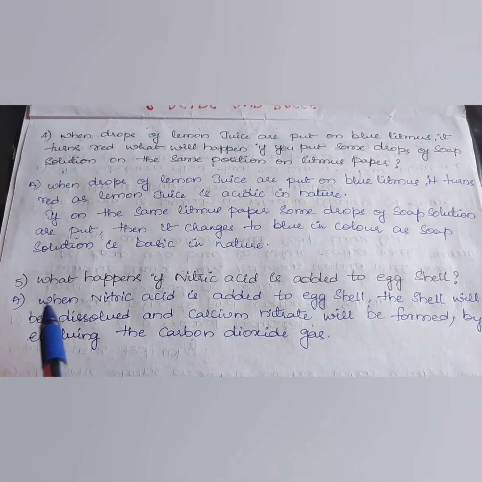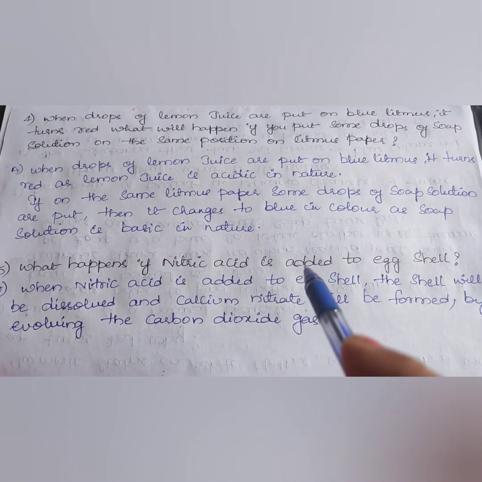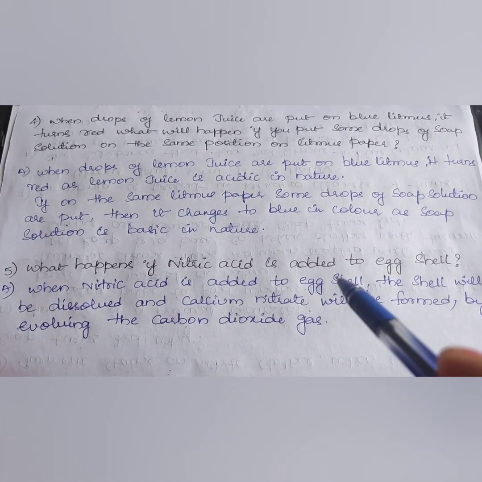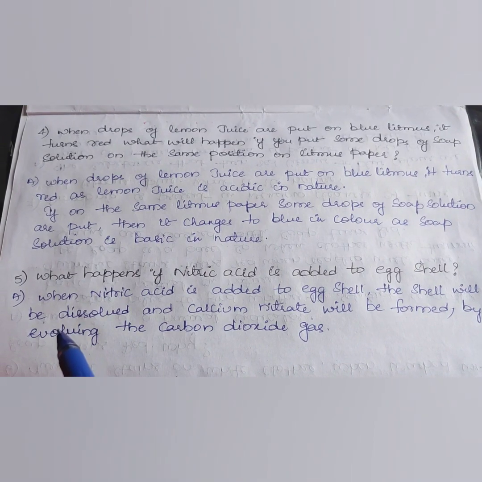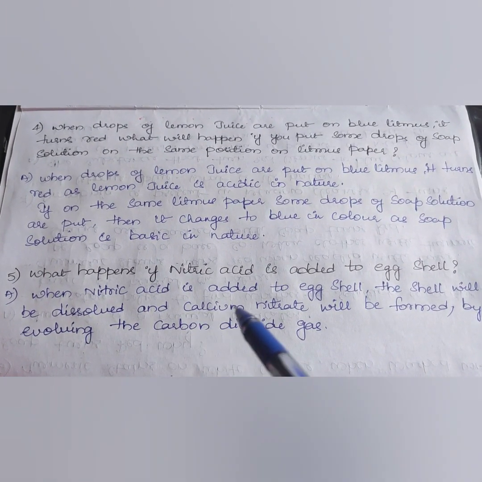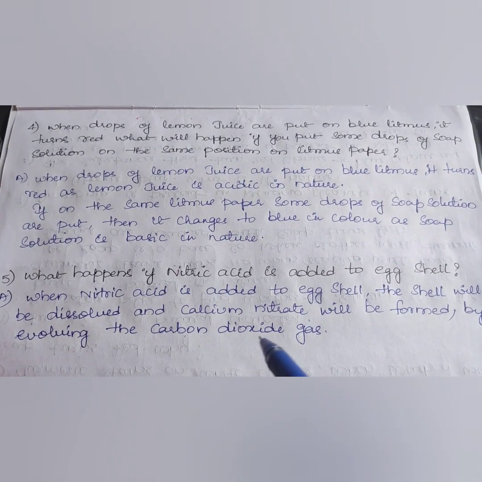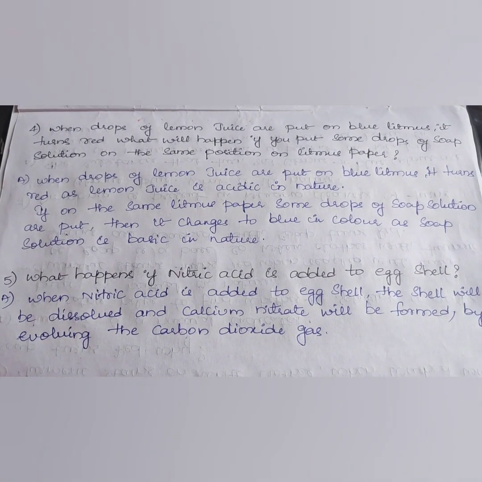Next question. What happens if nitric acid is added to eggshell? When nitric acid is added to the eggshell, the shell will be dissolved and calcium nitrate will be formed, evolving carbon dioxide gas.